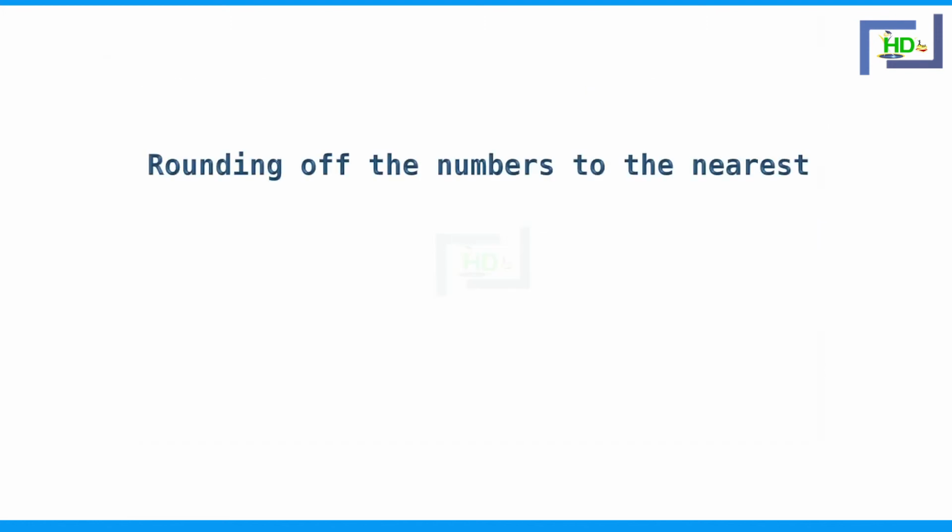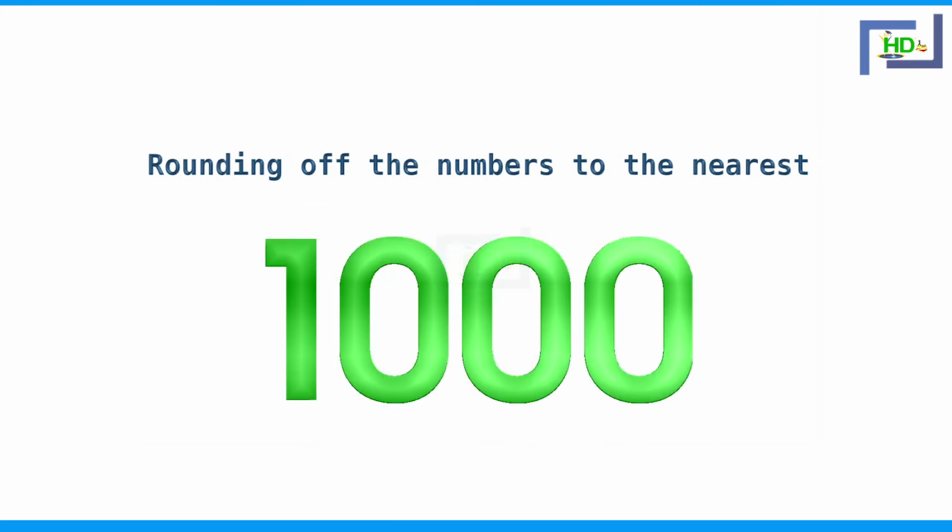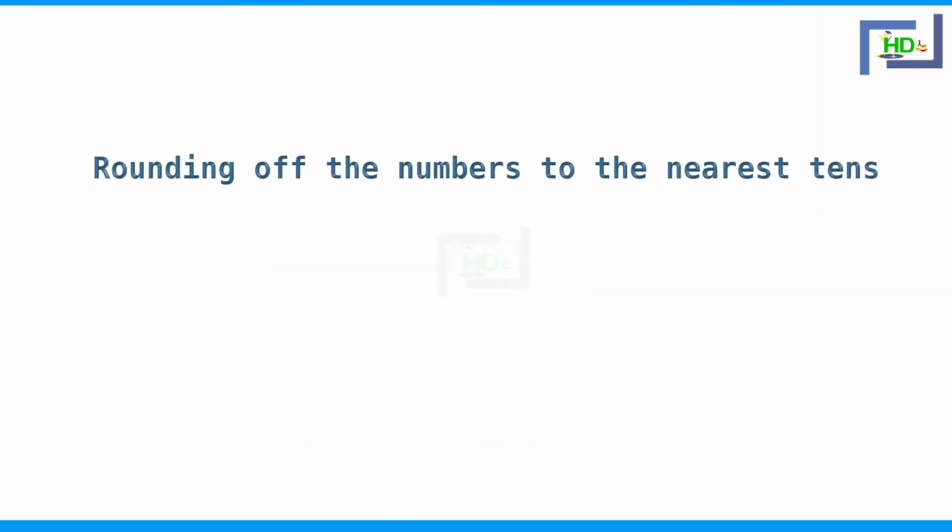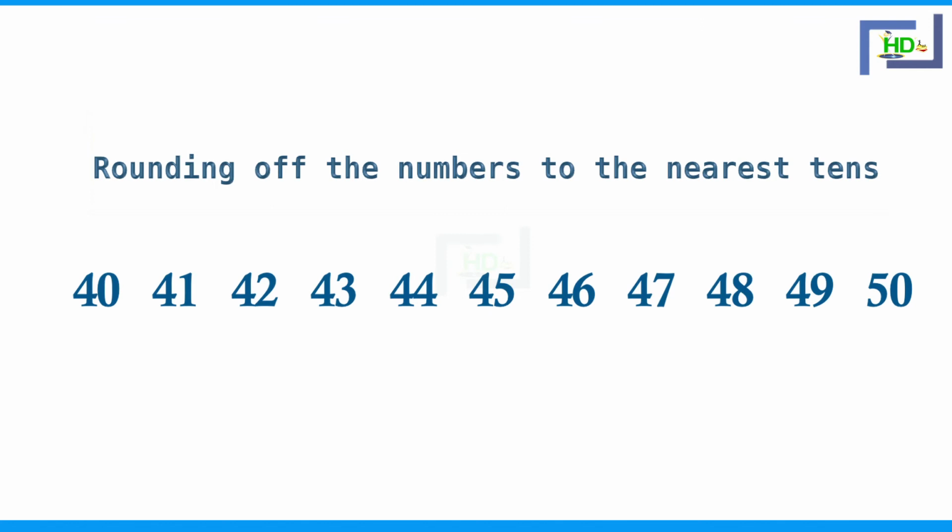We usually round off the numbers to the nearest tens, hundreds, thousands, etc. Rounding of the numbers to the nearest tens. Now consider these numbers. Suppose if we want to round off 41 to its nearest tens, then what will we do? Now here if we observe this, here 41 is nearer to 40 than 50. So 41 will be rounded off to 40. And if we want to round off the number 48 to its nearest 10, here 48 is nearer to 50 than 40. So 48 will be rounded off to 50.